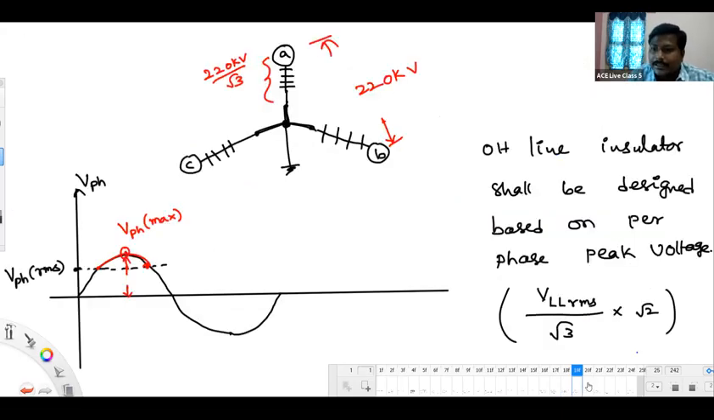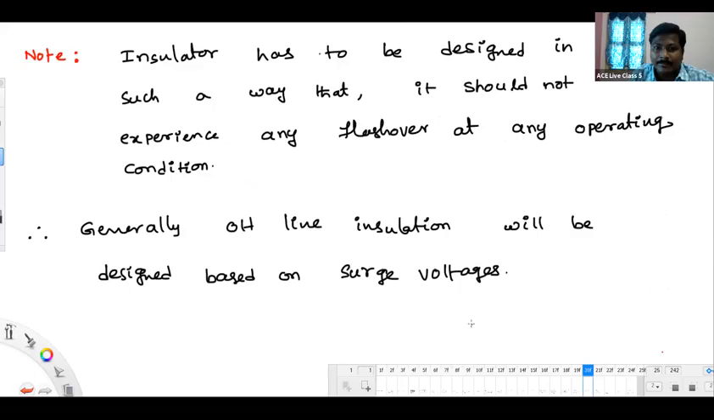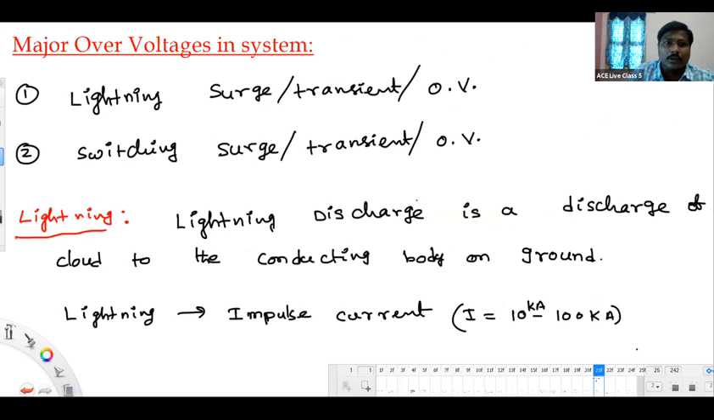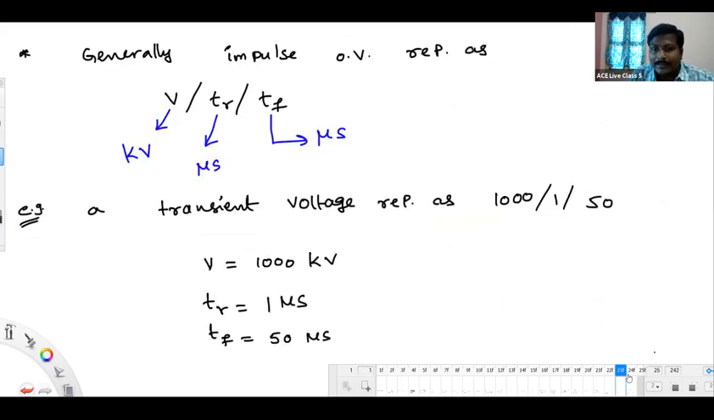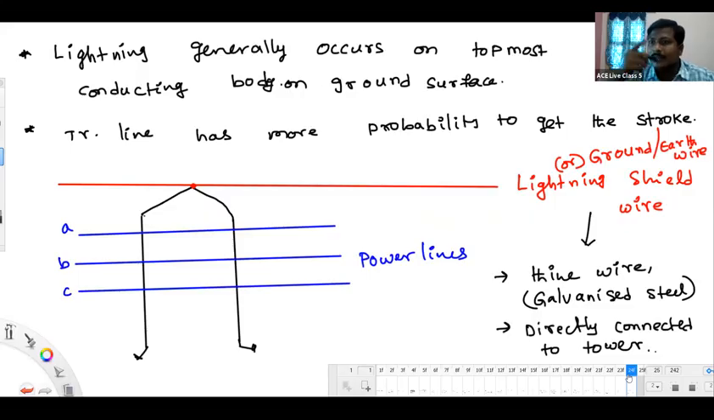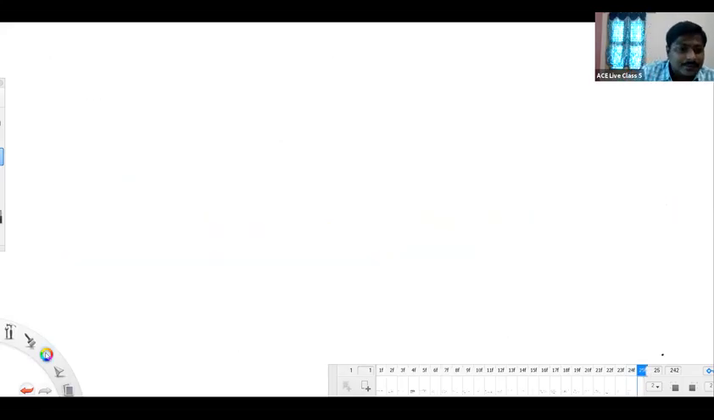After that I said generally we experience some over voltage in the system, so we should design based on the over voltages. In the over voltages, the major over voltages are two. One is lightning, the next one is switching. Now we have discussed lightning till this point, and now we should think about switching. Okay. So the next type of over voltage here is switching over voltage.